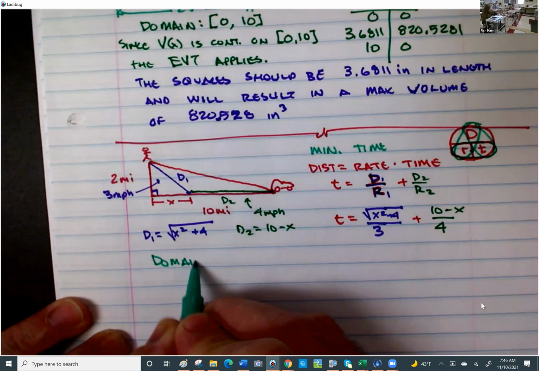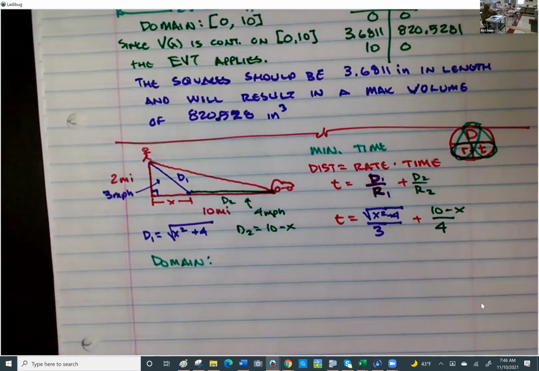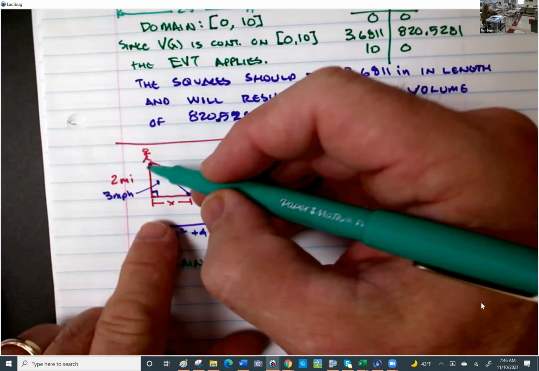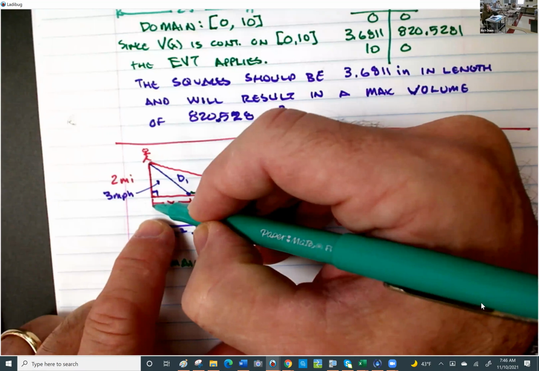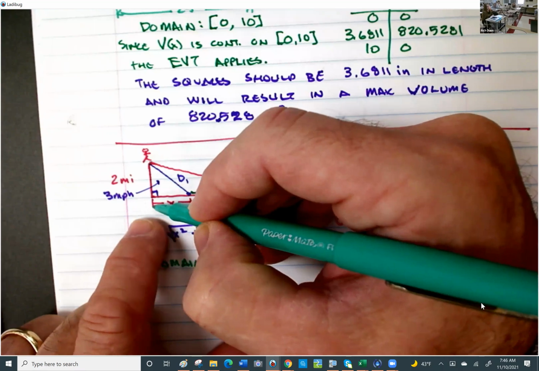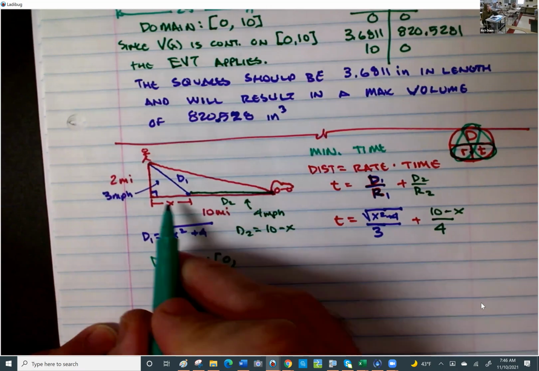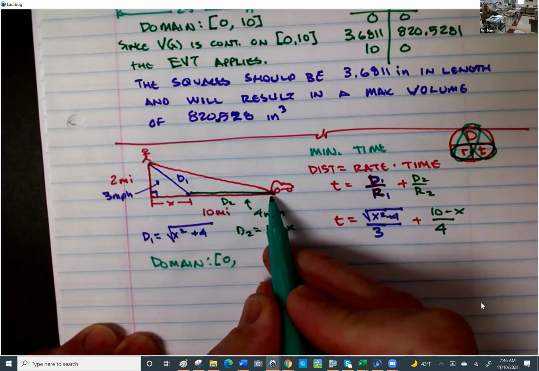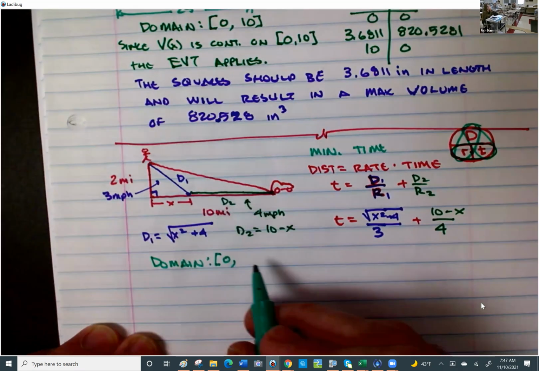Okay. Can x be 0? Wasn't that the very first case we talked about, where she could just walk straight to the road and x would be 0? So x could be 0. What's the maximum x could be? 10. That was the other extreme, where she walked completely through the woods and not in the road.